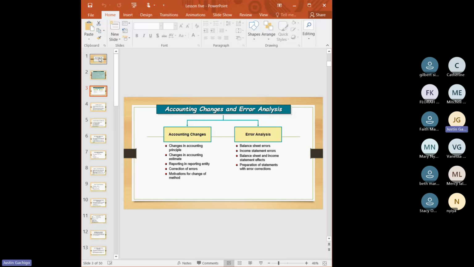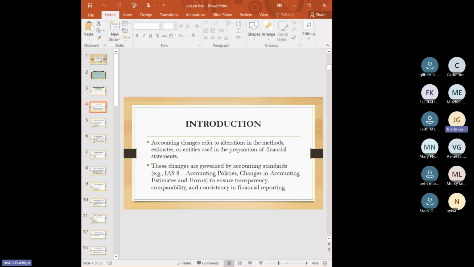Now, as part of the introduction, accounting changes refer to alterations in method, estimate or entities used in the preparation of financial statements. So the changes, as I have said, are normally guided by the framework IAS number 8. Sorry, not IFRS, it is IAS.